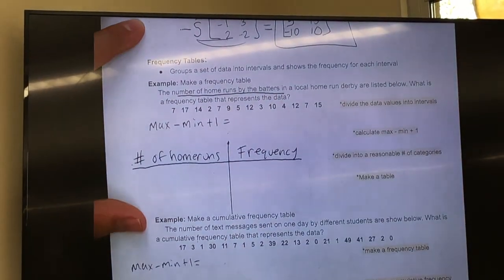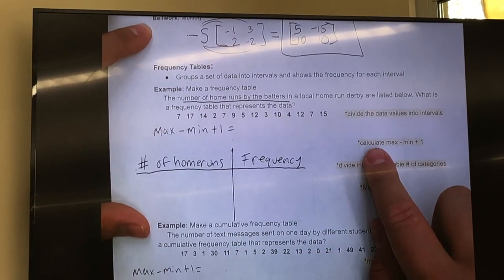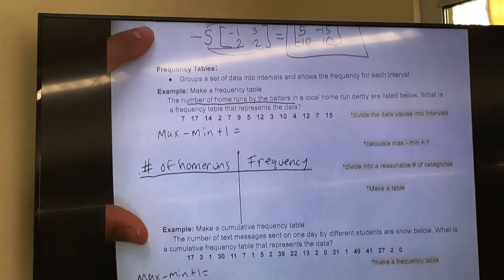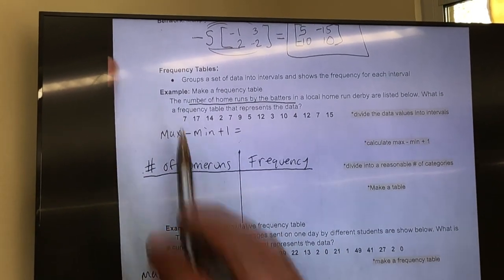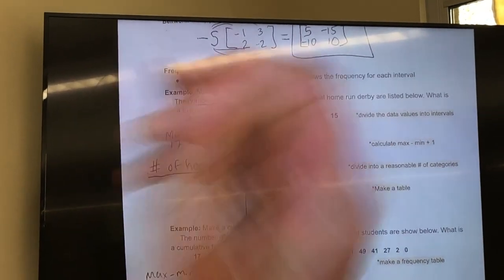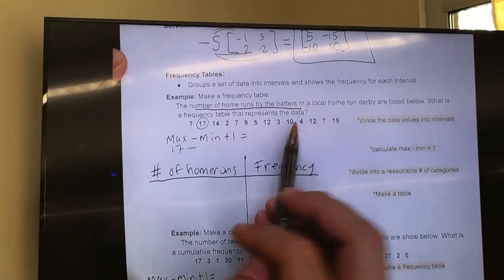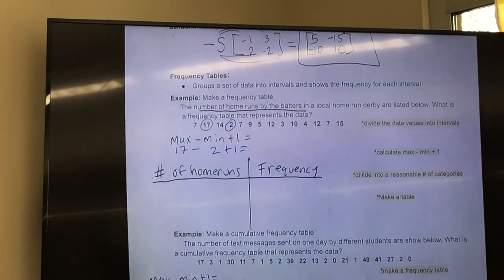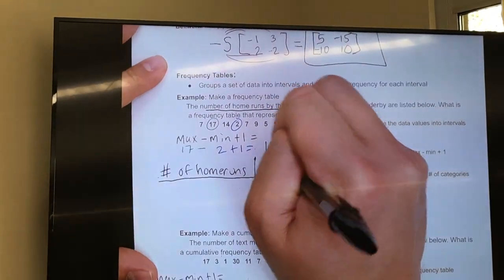Okay? So first step is to divide the data into its intervals. We do this by calculating the max minus the min and adding 1 to it. So if I'm looking at the numbers, my max will be the 17. My min will be the 2. We're going to add 1 to that. So 17 minus 2 is 15. 15 plus 1, it will be 16.